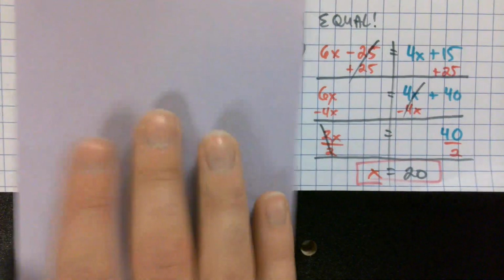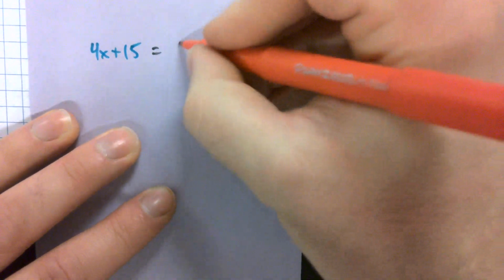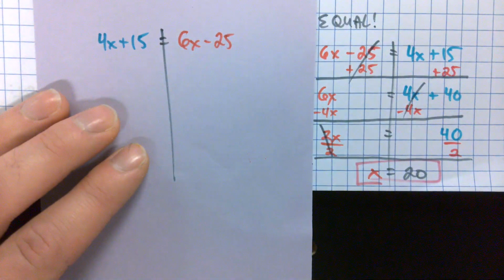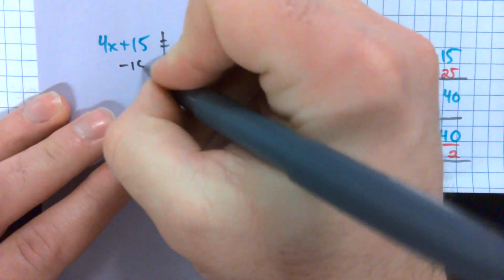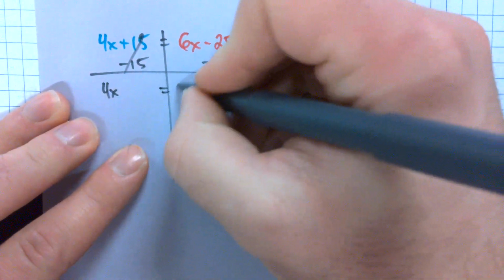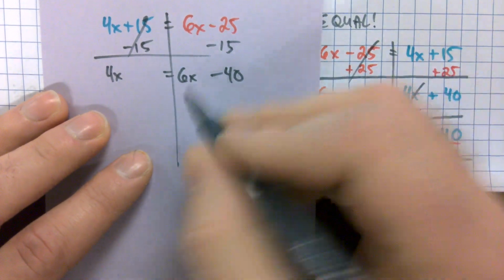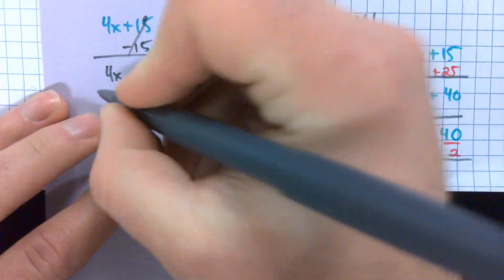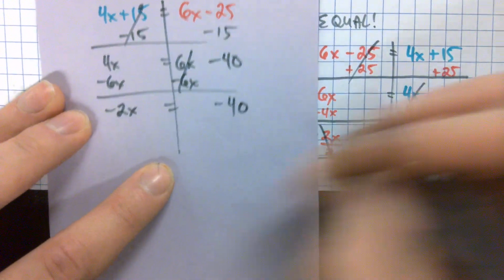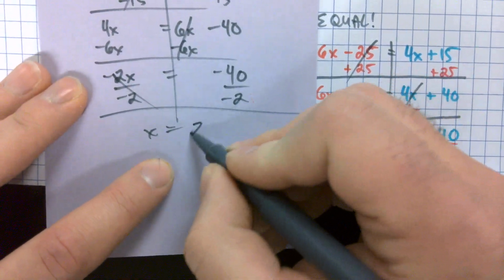This brings up a great point. Let me show you what you're referring to. You're saying if I had it like 4x plus 15 equals 6x minus 25, right? And then let's say I subtract the 15. Now I've got negative 40. 4x equals 6x minus 40. Yeah, exactly. But that's okay, because you'll get the same answer here. Look, if we subtract now the 6x, now I've got negative 2x equals negative 40. Divide by negative 2. What's a negative over a negative? Positive. And 40 over 2 is 20.